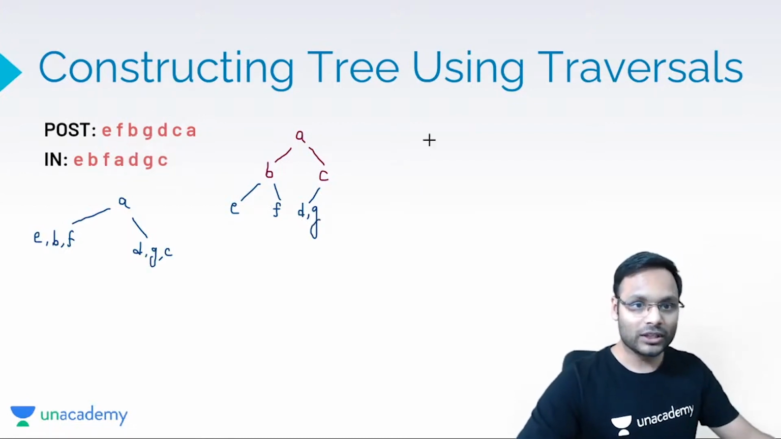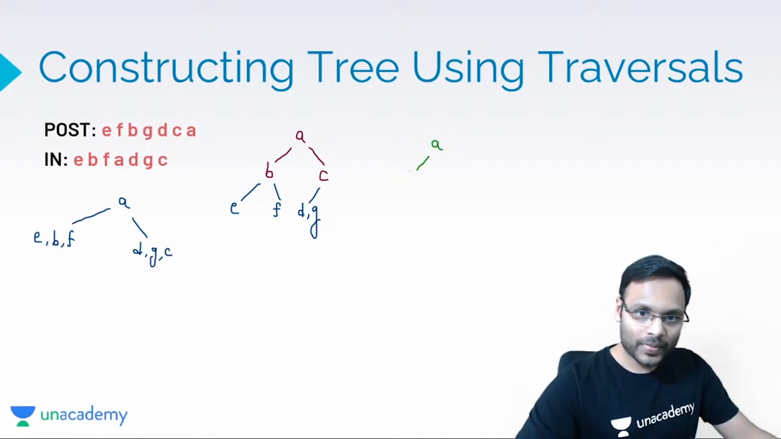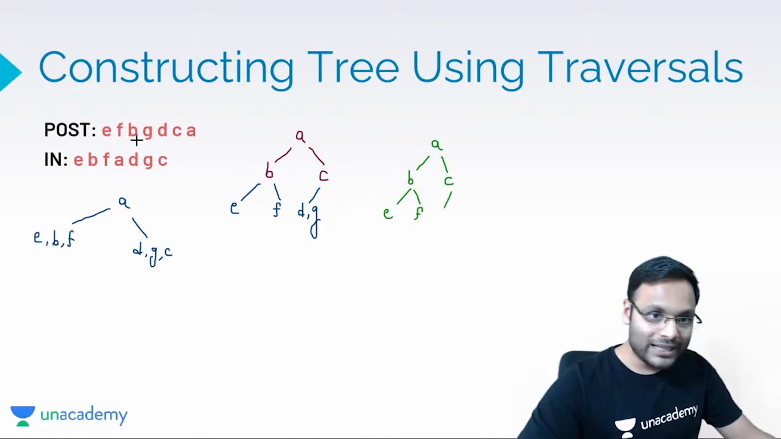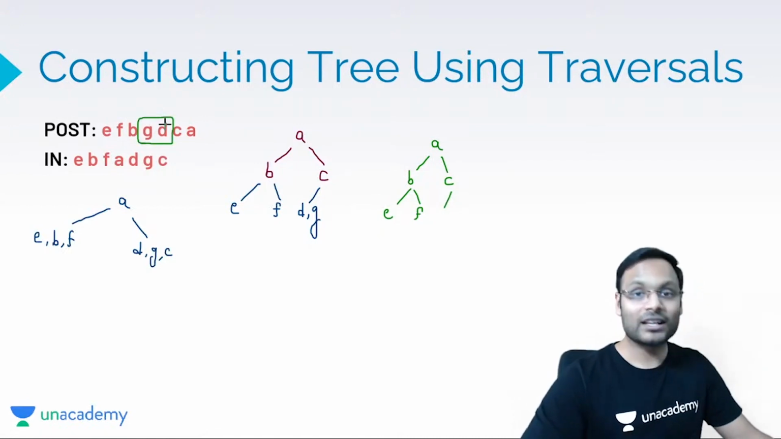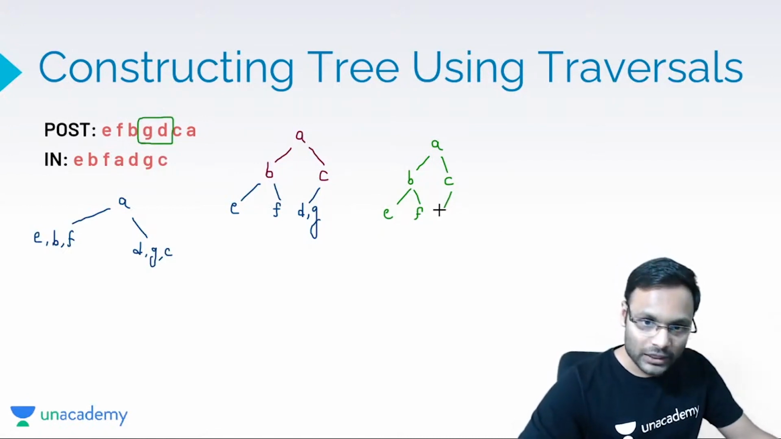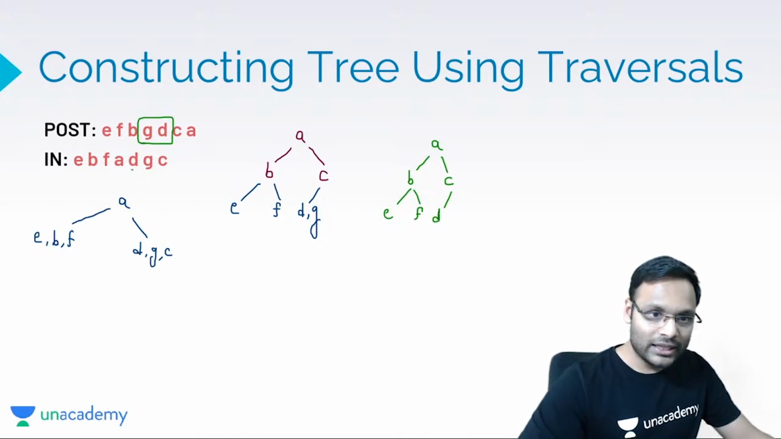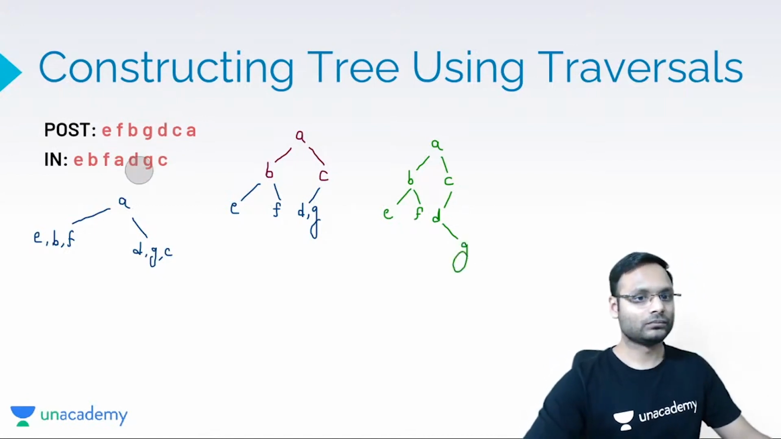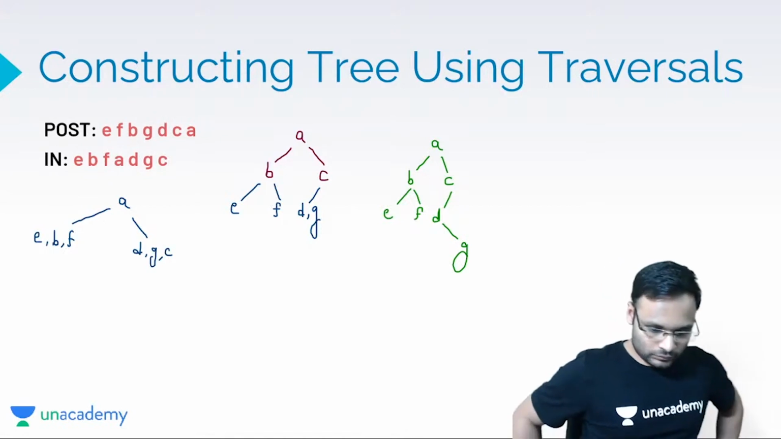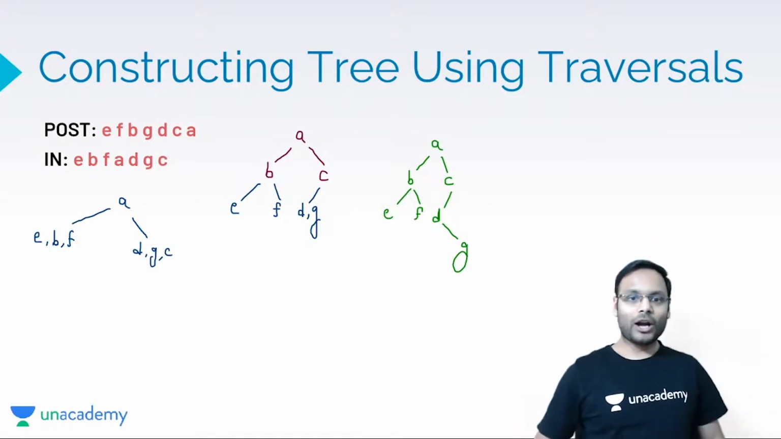So let's draw the tree once again. A, B, C, E, F. Now DG, where is DG? Here. Last symbol in post order traversal is root, so D is root. Now what does in order traversal say? D is root. After that G is traversed, means G is in the right of D. Got it?